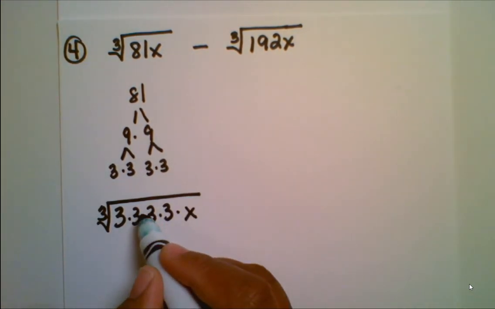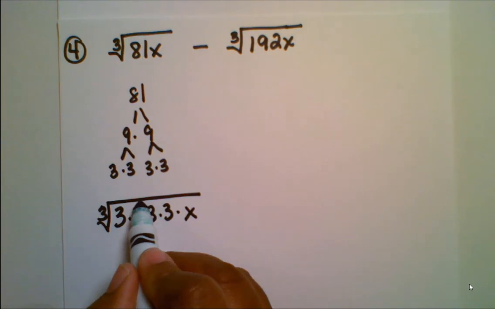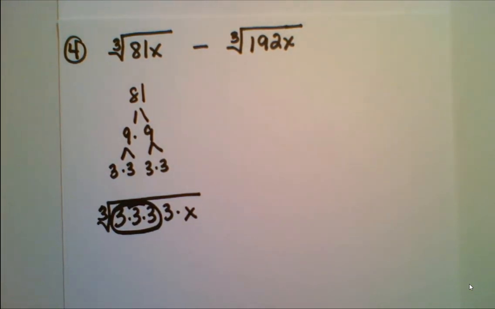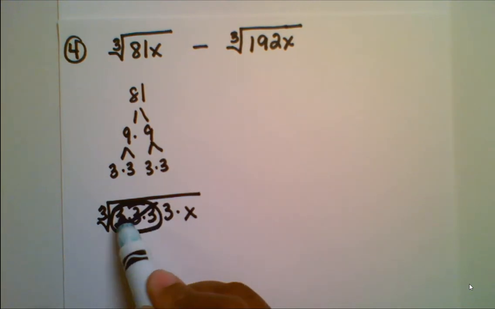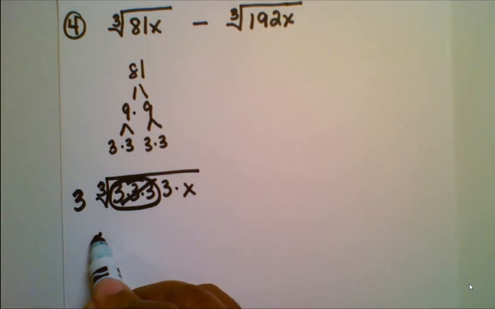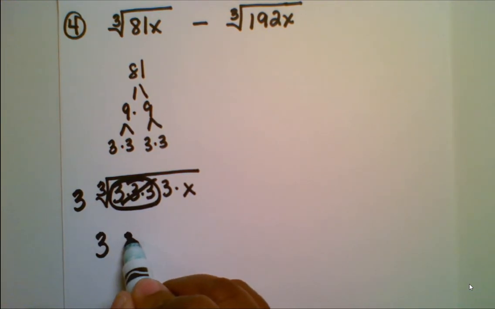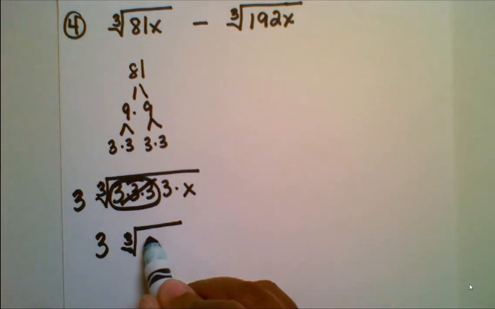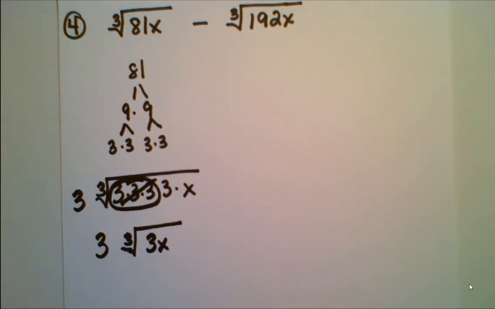So you're going to group in triples, groups of 3. So we're able to group one set of 3's. So we're going to bring that on the outside. And then that gives us 3 times the cube root of what's left under the radical sign, 3x.